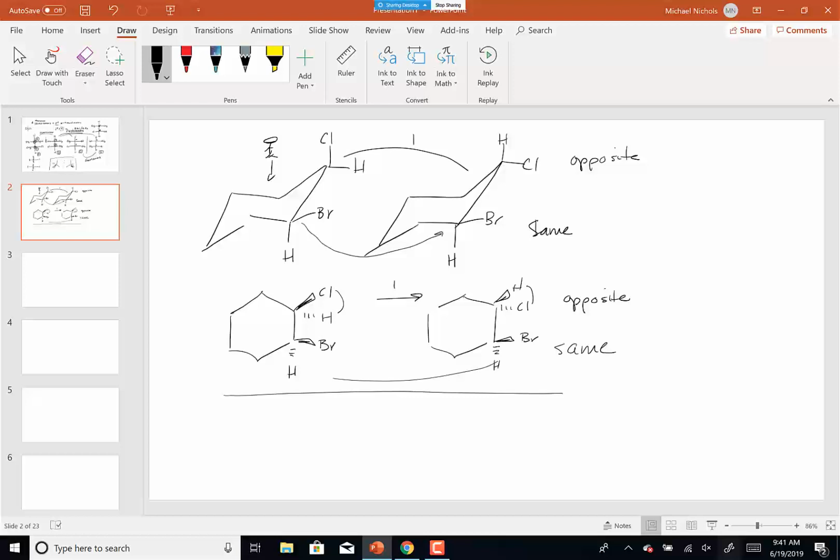So what is the relationship then between those two molecules? One chiral center is opposite and the other is same. That makes these diastereomers.